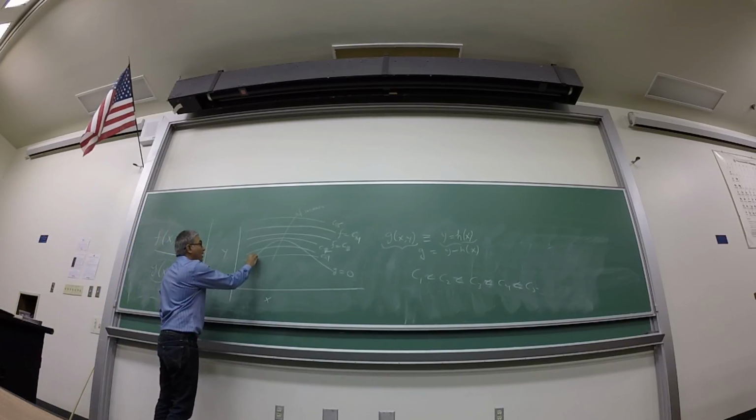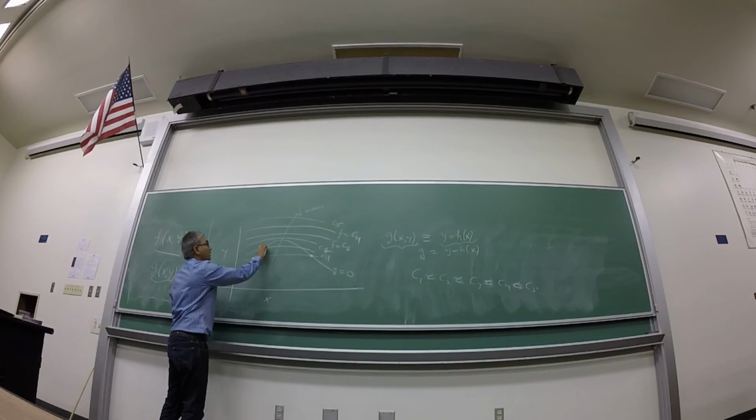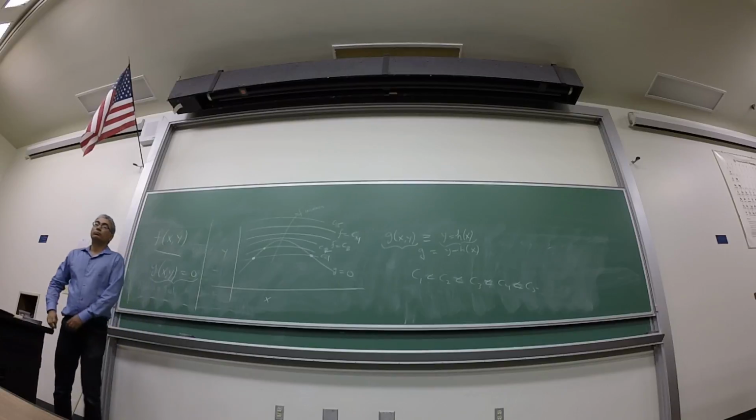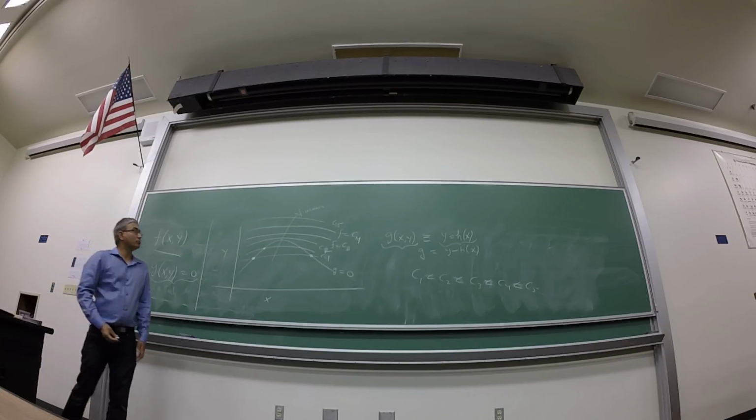So I will see the value of C1 at two different points, here and here. If I keep walking, I see C2. Is C2 larger than C1 or less than C1? Greater than C1.